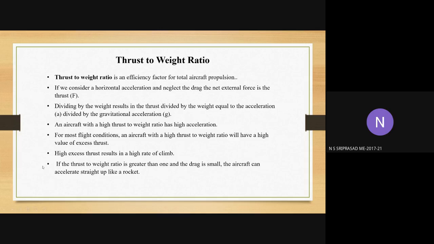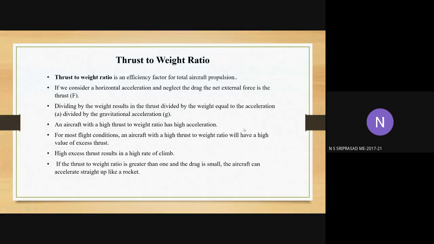Usually most of your fighter jets will definitely have a higher thrust to weight ratio. An aircraft with a higher thrust to weight ratio has a higher acceleration. For most flight conditions, an aircraft with a higher thrust to weight ratio will have a high value of excess thrust. High excess thrust results in a high rate of climb.